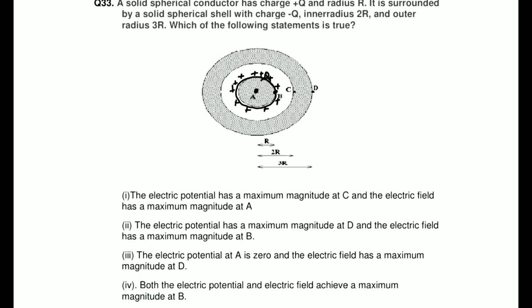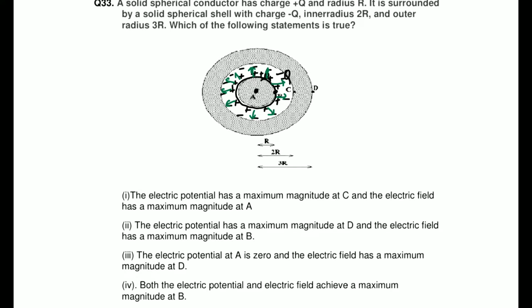It is surrounded by a solid spherical shell with charge minus q. Obviously, you have given plus q charge to your first conductor, so by induction the inner surface of your solid spherical shell will have negative charge. If it is positive, then this will have minus q charge by induction. Because of that, there will be an electric field from plus to negative inside that empty space. You guys can see that, right?